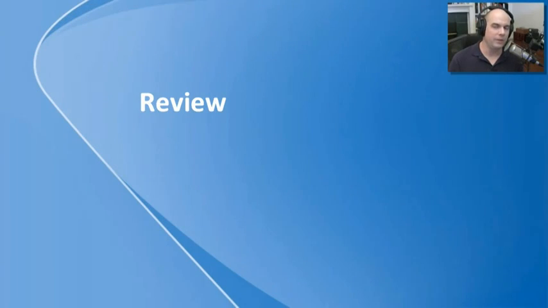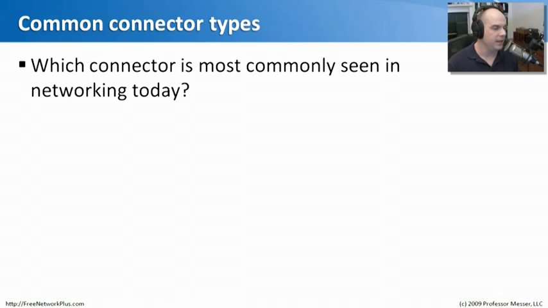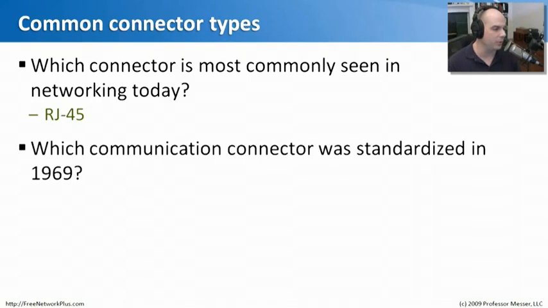Well, let's review what we have found about connection types for our networks. Our first question is, which connector is most commonly seen in networking today? There's certainly one type that you'll see almost everywhere you go, and that's probably an RJ45 connection. It's seen in your home offices, in your small, your medium, and your enterprise networks around the world.